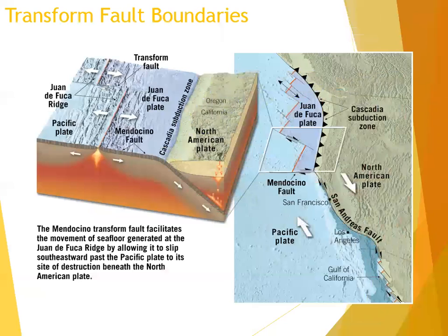But not all transform faults are as nice as those. Here we have our Juan de Fuca and our North American plate, and the Pacific plate. They're all moving in slightly different directions at slightly different speeds. The Mendocino fault is in the ocean, but it is related to the formation of the San Andreas fault and the Alpine fault, which is in New Zealand.